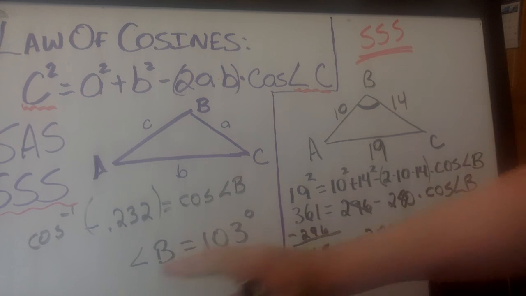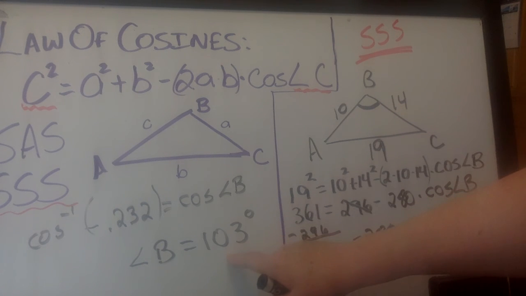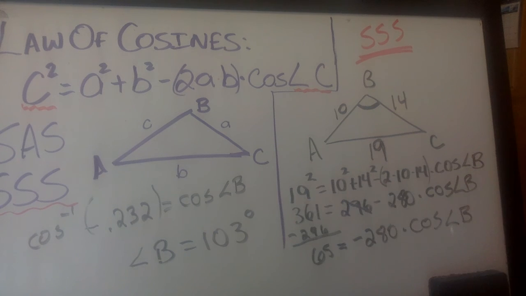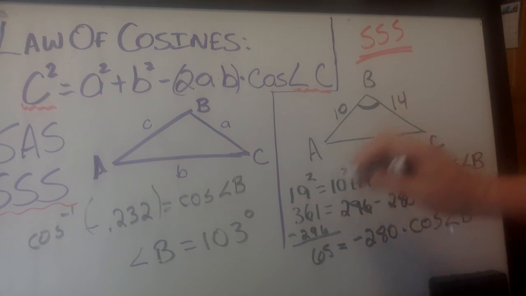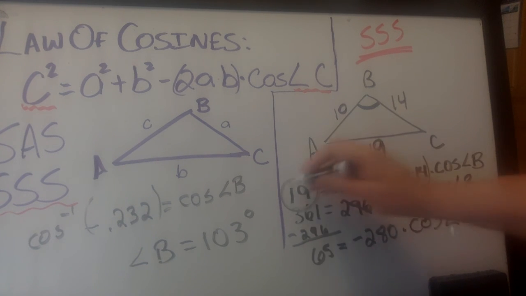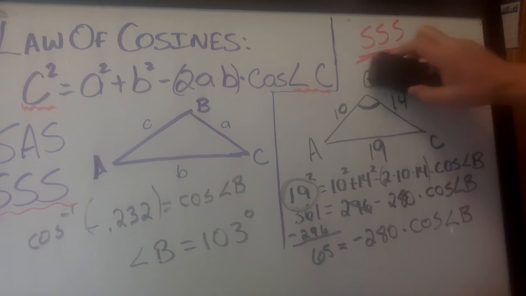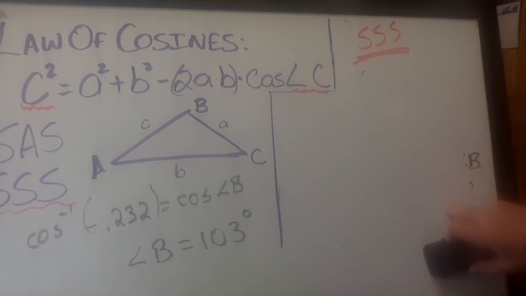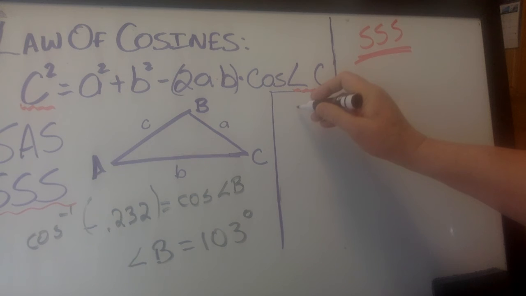All right, so we've got that. If you would have done this differently and solved for one of these, you might have gotten 77 degrees. It's really weird how that works. But this is the hint: always try to find the angle opposite the largest side first. Now we can jump to law of sines.